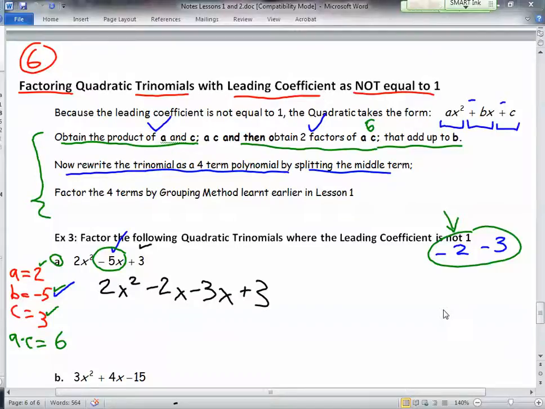And the way to do that is to divide this up into 2 pairs. Here's pair 1, and here's pair 2. For each pair, I'm going to factor out the greatest common factor. So the greatest common factor of the first pair is going to be a 2x. The greatest common factor of the second pair is going to be a -3.